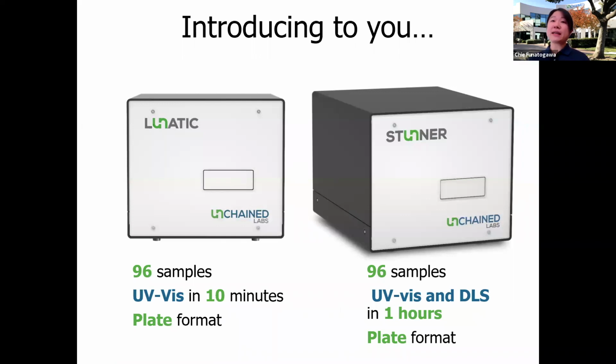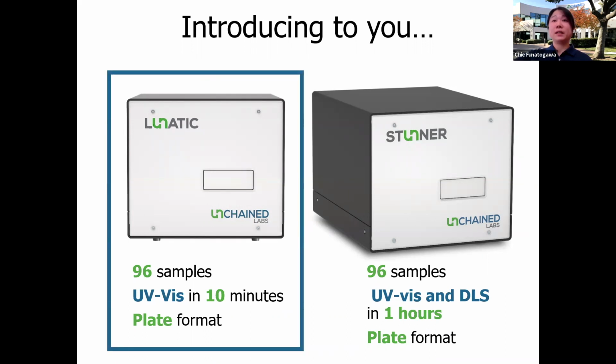This is where I would really like to introduce to you the Stunner and Lunatic. The Lunatic is essentially a 96 sample measurement for UV-Vis. It takes about 10 minutes or so, and it's in a plate format. The Stunner is essentially everything the Lunatic has in the sense of the UV-Vis system, but it also has the dynamic light scattering system inside of it. It can read both UV-Vis, so the absorption spectrum, and the dynamic light scattering in about an hour, again in that plate format. I'd like to first focus on the Lunatic and introduce it to you.